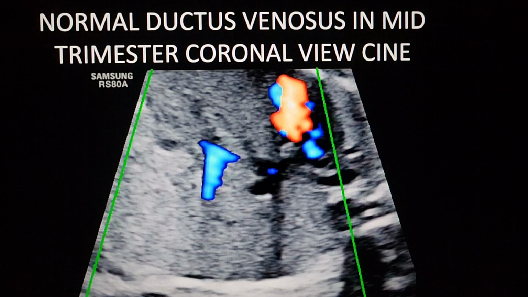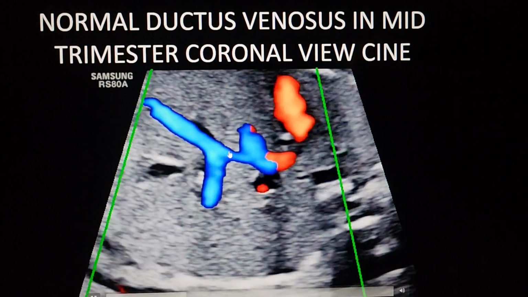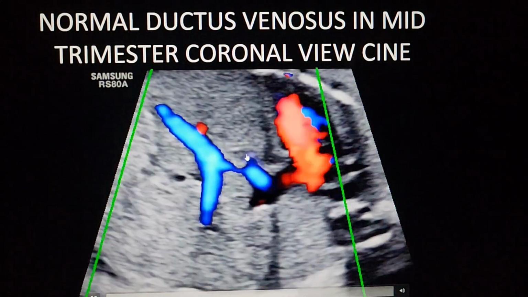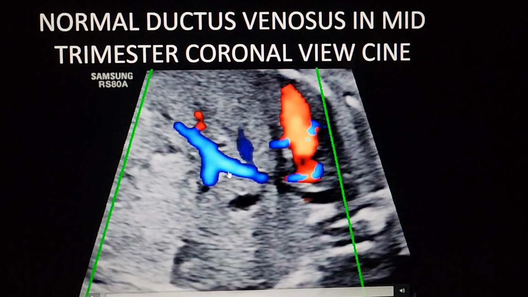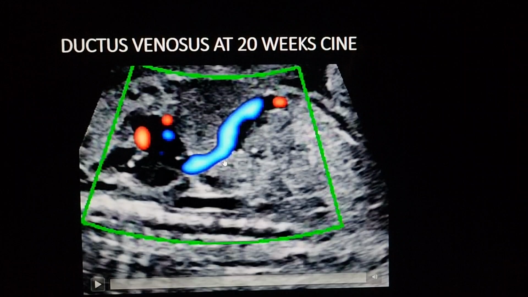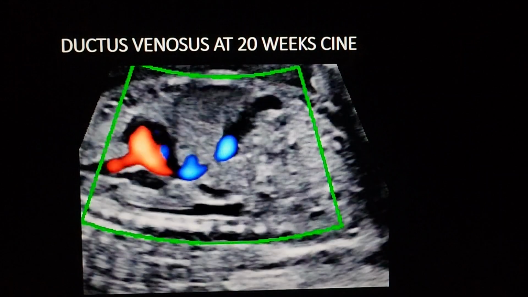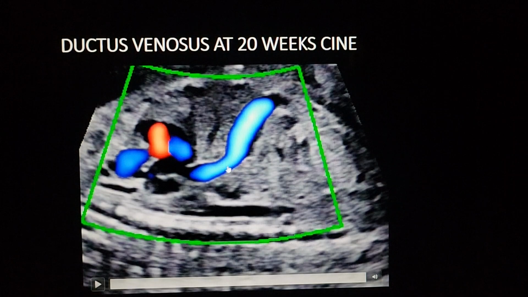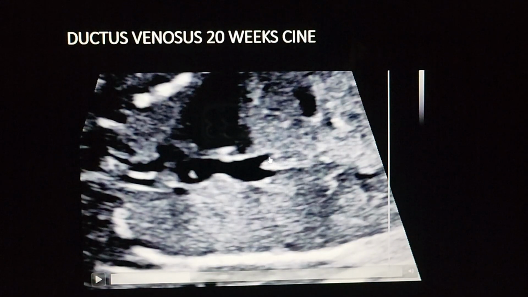This is a coronal view showing the ductus venosus. So that's the umbilical vein, this is the right portal vein, this is the hepatic vein, this is the IVC, and this structure is the ductus venosus. That's again a Cine loop of mid-sagittal plane. This is a 20-week fetus, and you can see this part is the ductus venosus. In 2D, you can see the ductus venosus here.